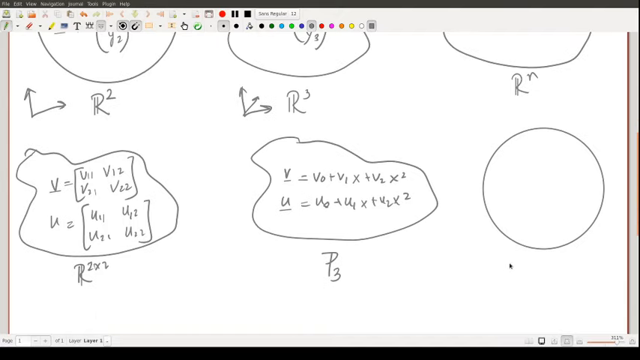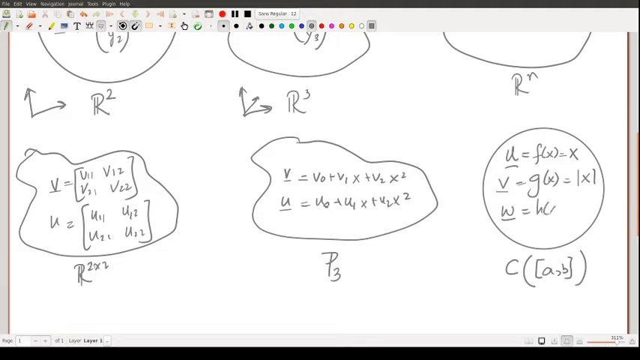Similarly, the space of continuous functions from a to b also forms a vector space. Perhaps one vector could be u equals some continuous function, perhaps x. Another vector v could be g of x, which takes the absolute value of x, and we know this is a continuous function. And perhaps another vector w could be h of x equals x squared. We know that even this is a continuous function. These are some examples of vector spaces.